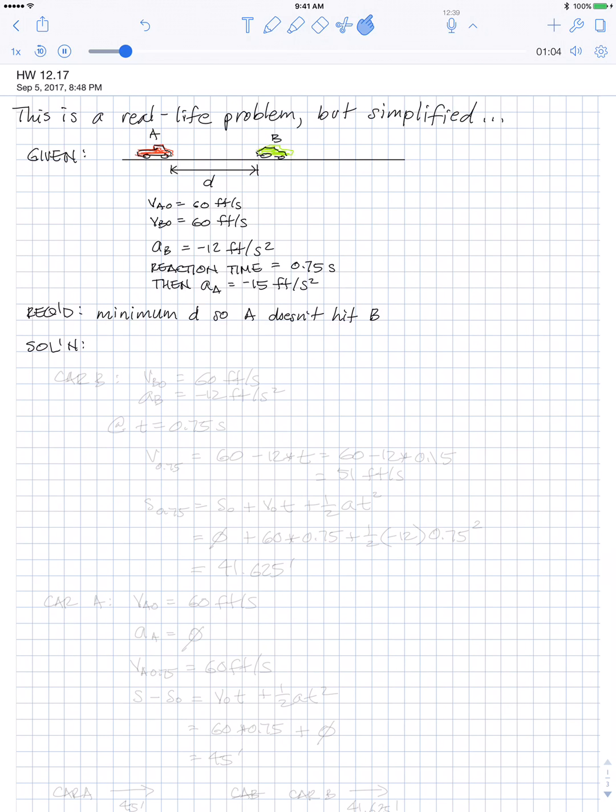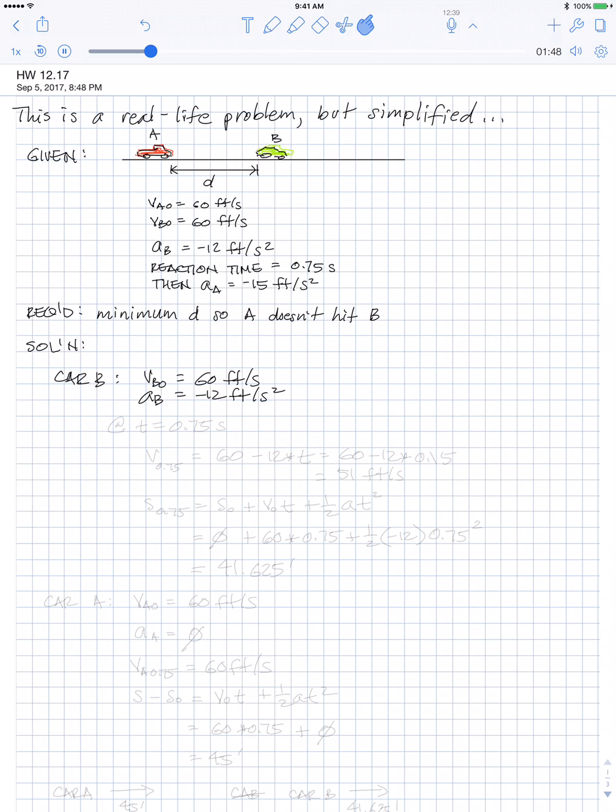So this is a pretty complicated problem, and so what I think we ought to do first is find out what the situation is after this 0.75 seconds. So let's start with that. So car B has, at time 0, when the brakes first go on, an initial velocity of 60 feet per second and immediately has an acceleration of minus 12 feet per second squared.